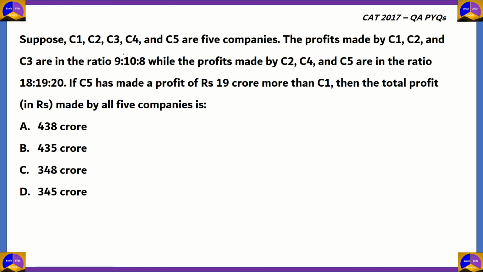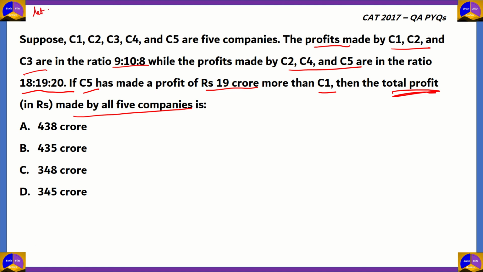Suppose C1, C2, C3, C4, and C5 are 5 companies. The profits made by C1, C2, and C3 are in the ratio 9:10:8, while the profits made by C2, C4, and C5 are in the ratio 18:19:20. We also know that C5 has made a profit of 19 crore rupees more than C1. We need to find the total profit made by all the 5 companies. Is it 438, 435, 348, or 345? So, how do we solve this question?